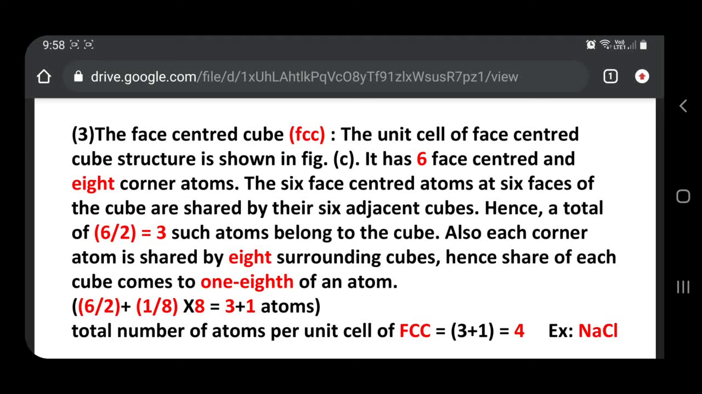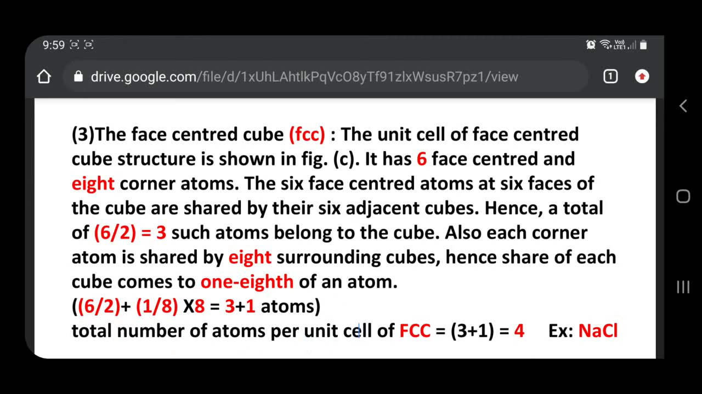So it makes 3 such atoms belonging to this cube, and you have the presence of 8 corners in this unit cell. At each corner 1/8 of an atom is contributing to the unit cell under consideration. So the calculation is 6 by 2, which gives 3, and 1 by 8 multiplied by 8 corners is also equal to 1. So 3 plus 1 in total.